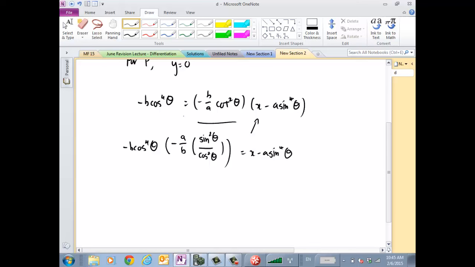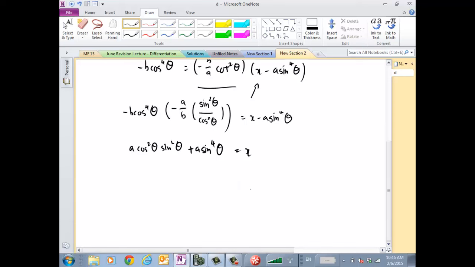So after you do this, this will become cosine square theta, sine square theta equals to, okay, I shift this over. Is that a negative value? Okay, cannot.